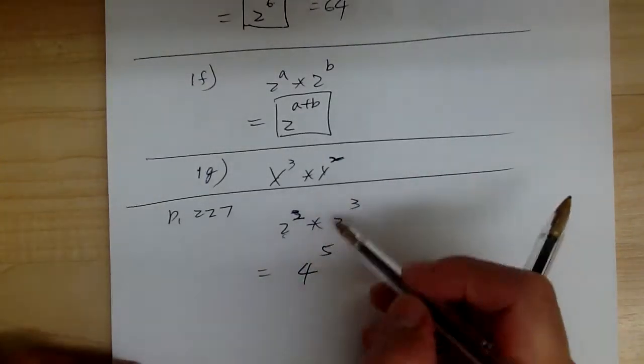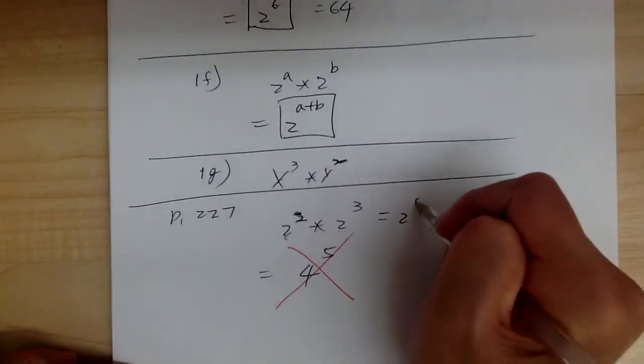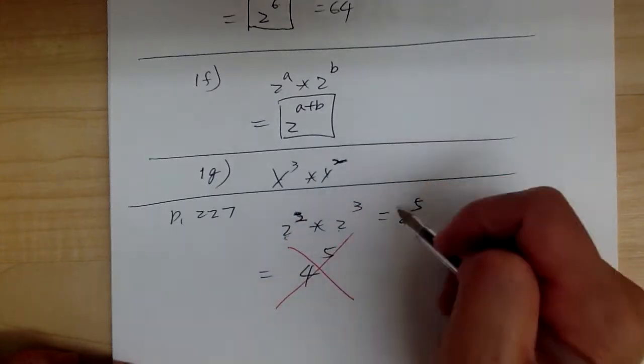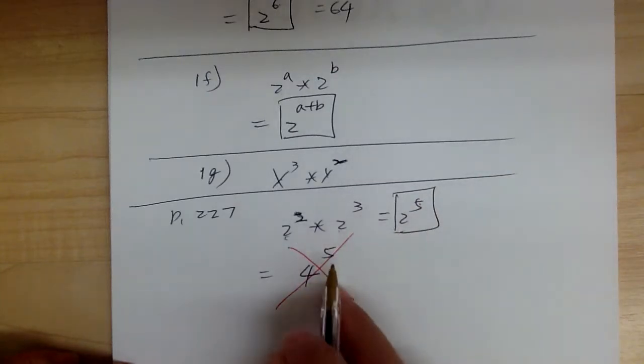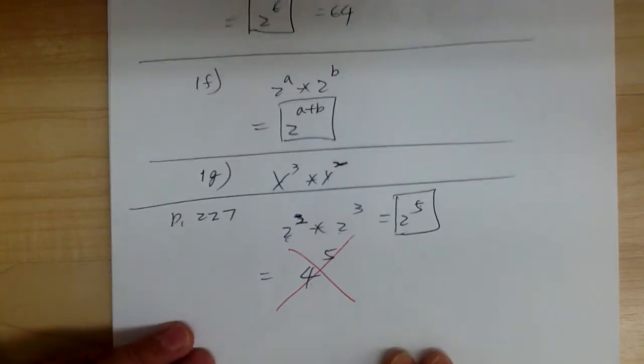So again, when you multiply, this would be incorrect. The correct answer would be 2 to the 5 power. Again, you got 2 of these, 3 of these, you're going to get 5 of these. So the correct answer would be 2 to the 5, not 4 to the 5. So be careful with that. Okay, so that is called the product rule.